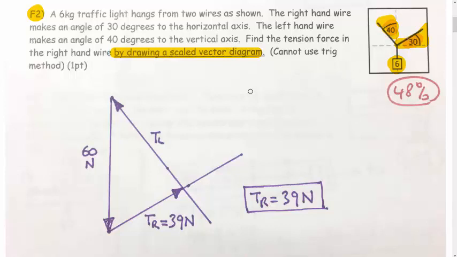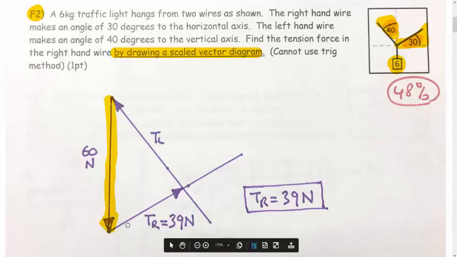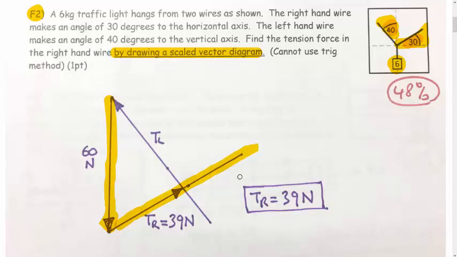And so I can start with what I know, which is that it's 60, because it's mg, it's 60 newtons pointed downwards. And then the second thing I know is that the tension in the right hand wire goes at 30 degrees to the horizontal. So I can draw that line in. I don't know where it ends, but I know the process of addition.